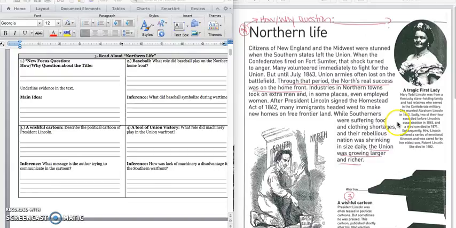While Southerners were suffering food and clothing shortages, and their rebellious nation was shrinking in size daily, the Union was growing larger and richer.